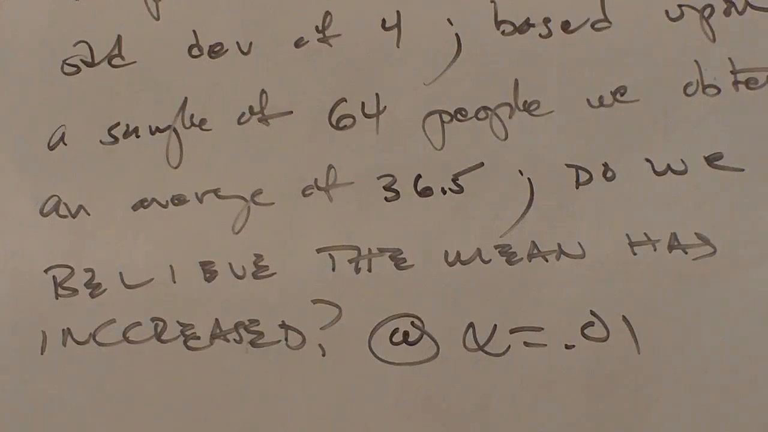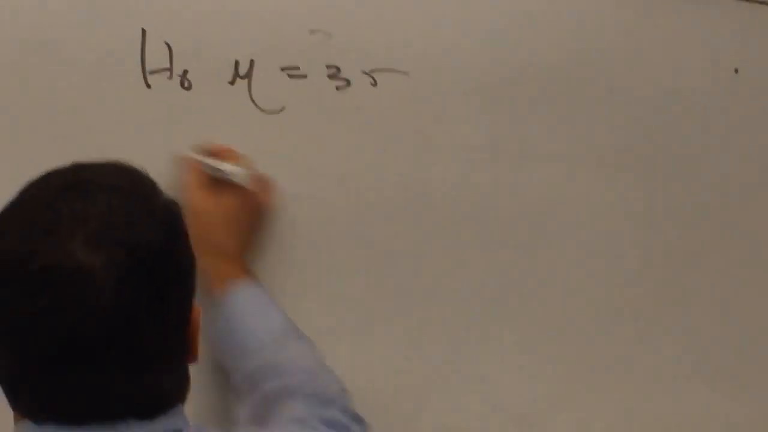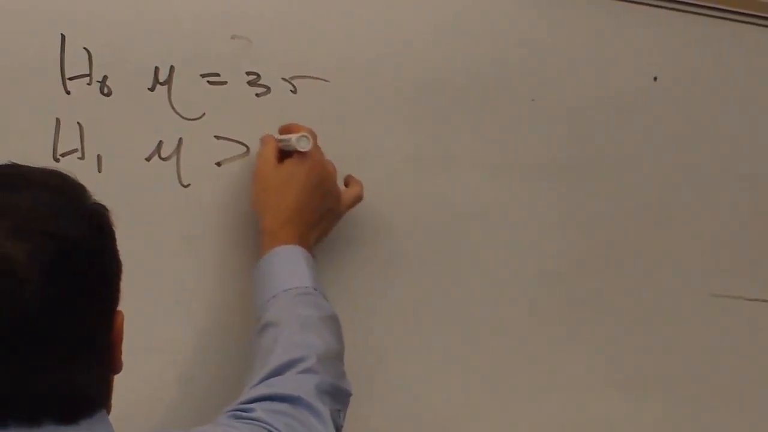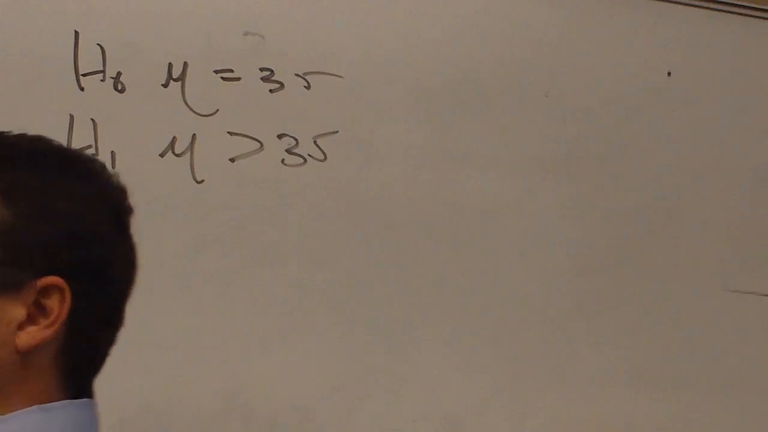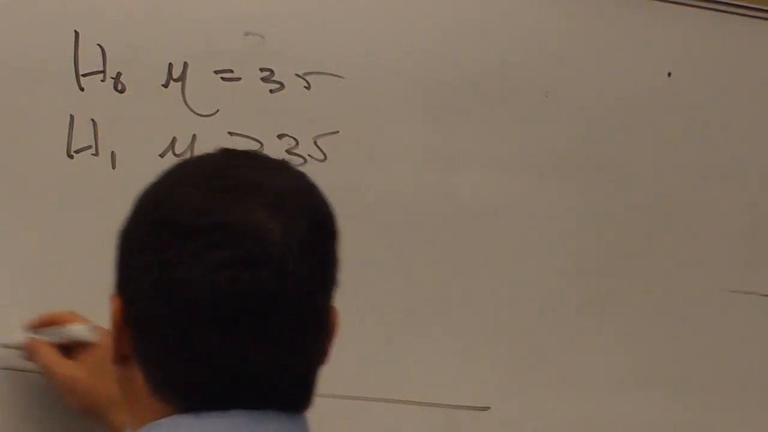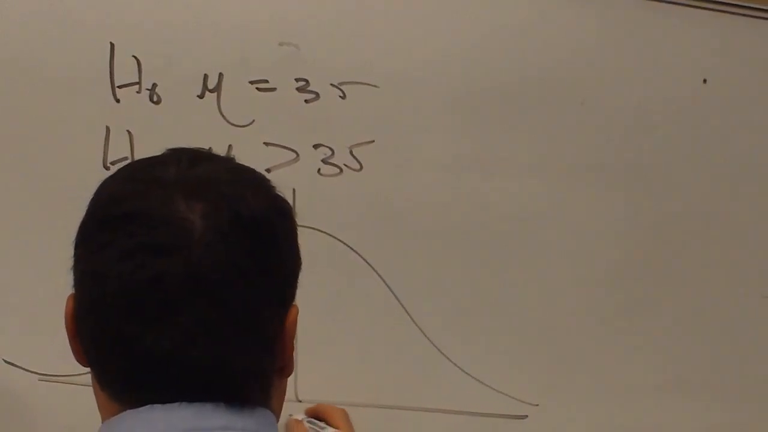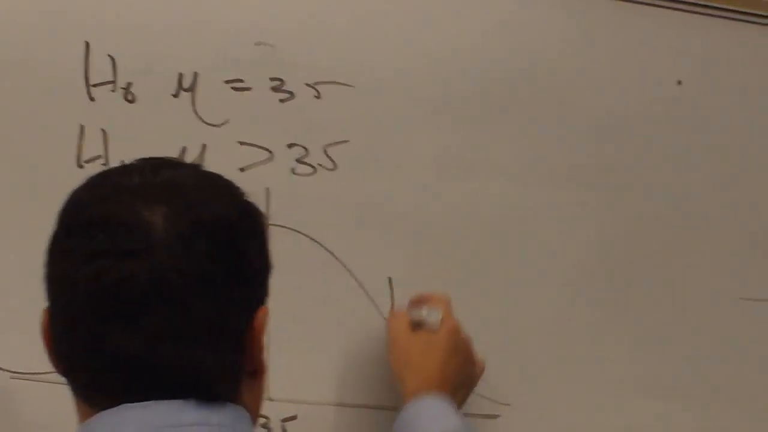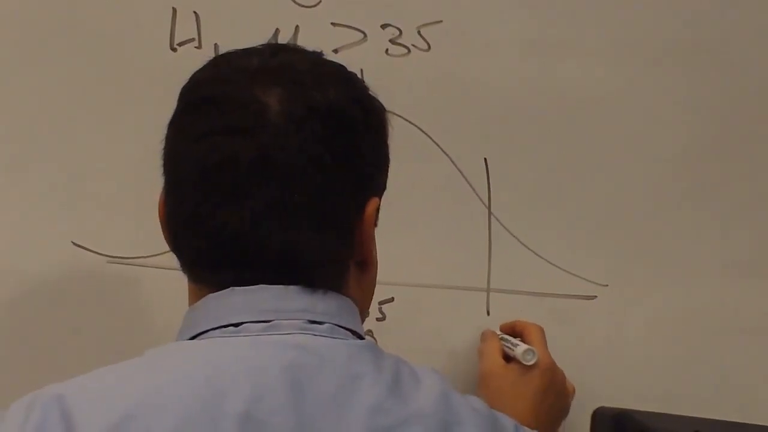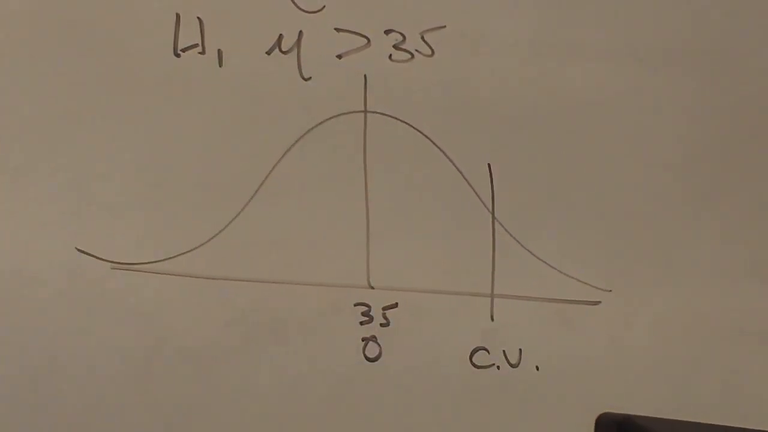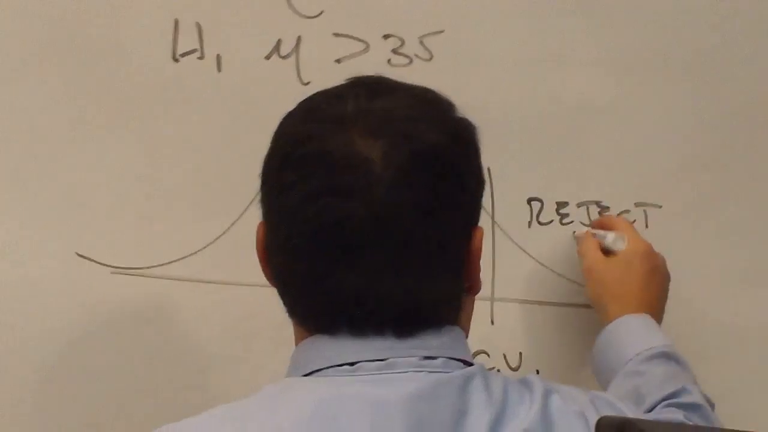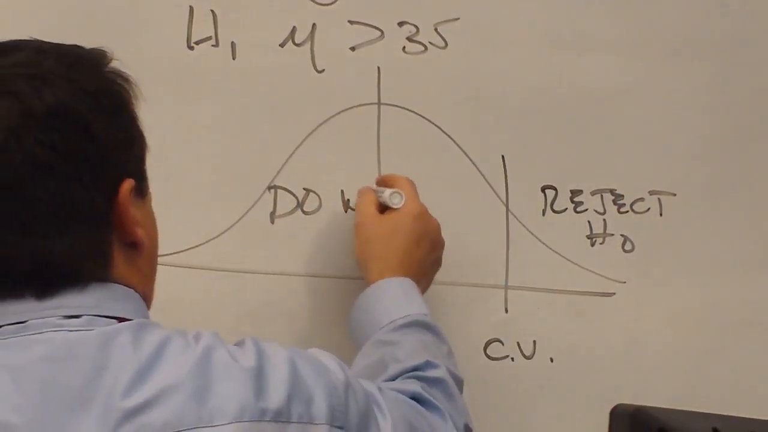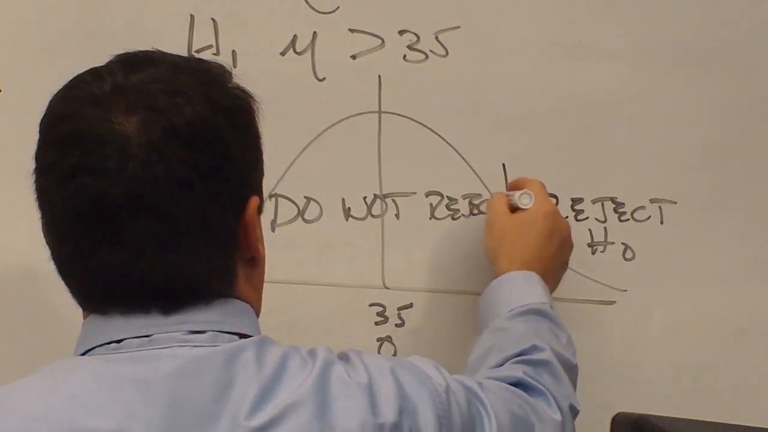So what's our hypothesis? H naught: the mean equals 35. The alternate: the mean is greater than 35. How do I know greater than? Going up. So what does my area look like? Here's 35. I'm looking for this critical value right here. This is my reject H naught area. This is my do not reject H naught area.